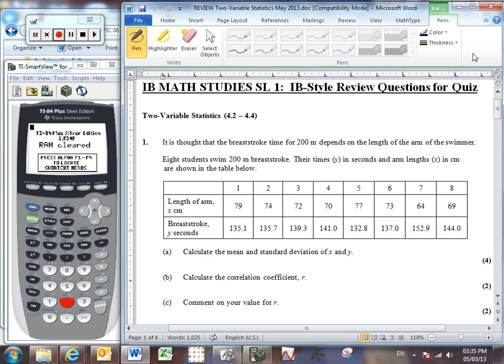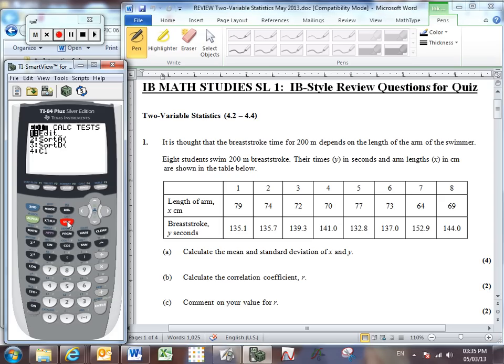And so it seems sensible to me that I may as well just enter all of this data directly into the calculator. So let's say stat, I'm going to edit my lists, and I'll create my lists. First of all, my x values, 79, 74, 72, 70, 77, 73, 64, and 69.